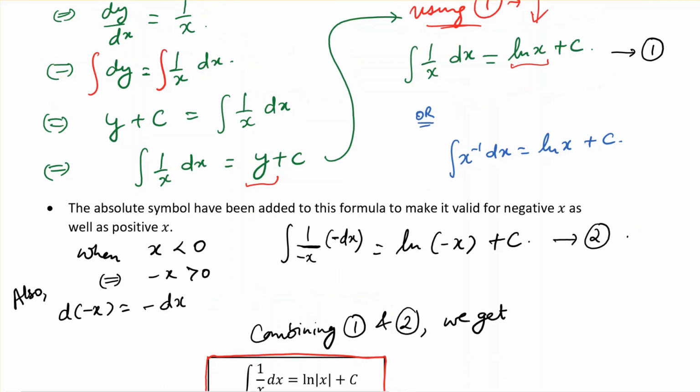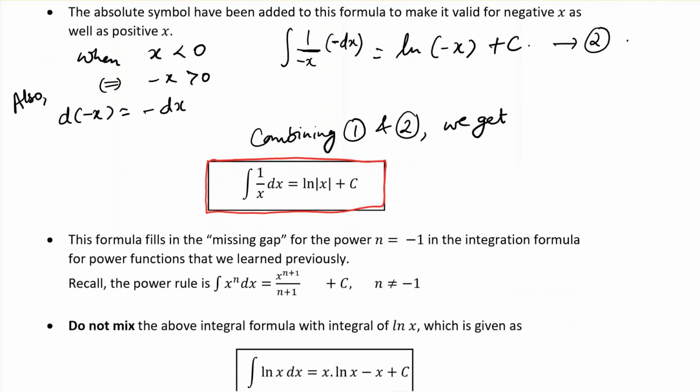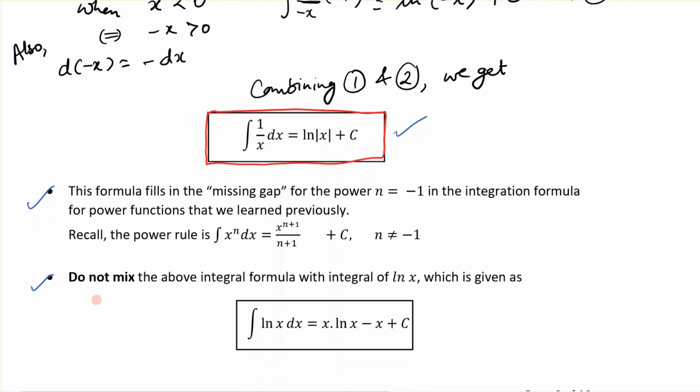Just a recap of a few important things about this formula. This formula fills in the missing gap of the power n equal to -1. In the power rule, we said that n cannot be equal to -1. But now if n is -1, the formula for the integral will be ln of the expression plus c. And another thing: do not mix this formula up with the integral of ln x. We are discussing the integral of 1 over x.